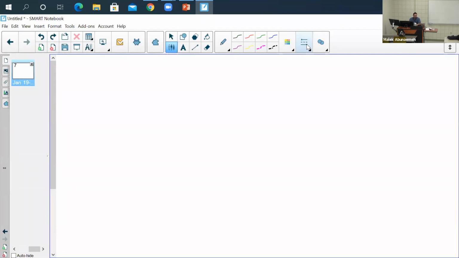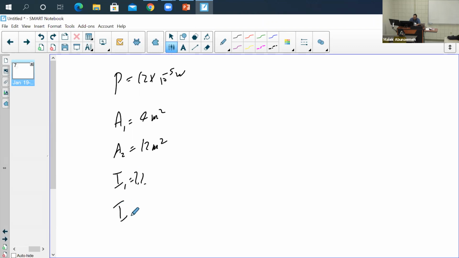Let me go ahead and write the information down. The power was 12 times 10 to the negative 5 watts, your A1 surface is 4 meters squared, and A2 was 12 meters squared. And we want the intensity I1 and I2.